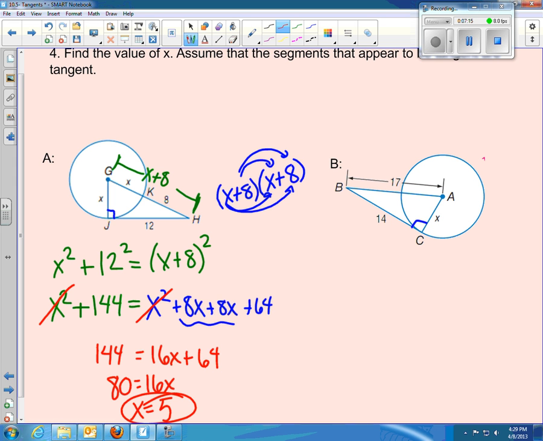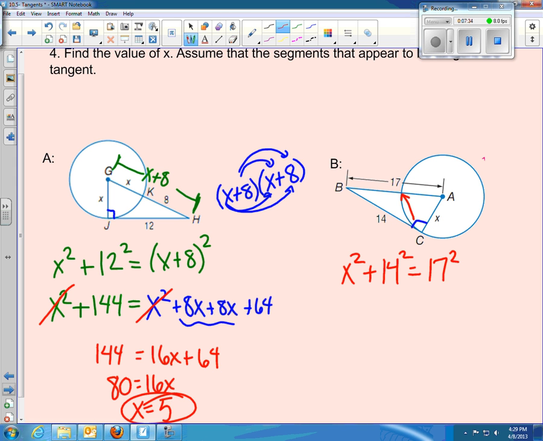All right, so setting up your next problem, we're going to have a leg squared plus a leg squared equals the hypotenuse squared. Biggest thing here is just remembering that your hypotenuse is directly across from that right angle. Go ahead, pause the video here and finish up B for us.